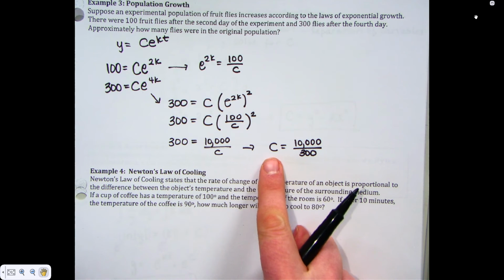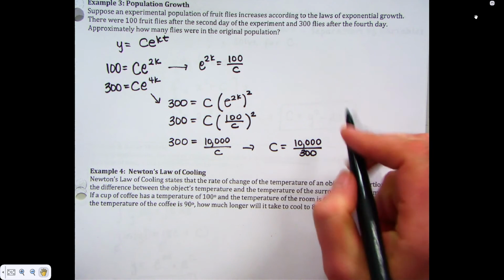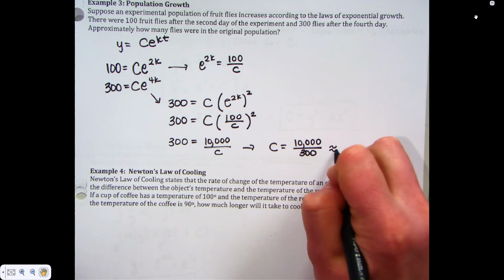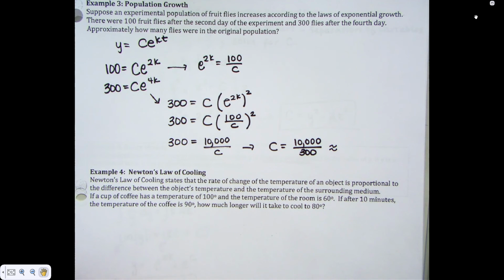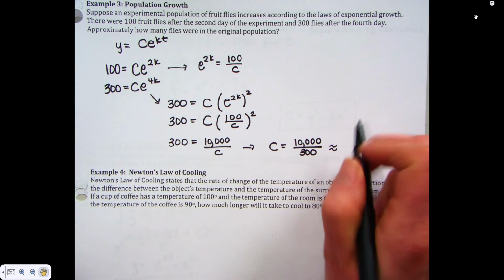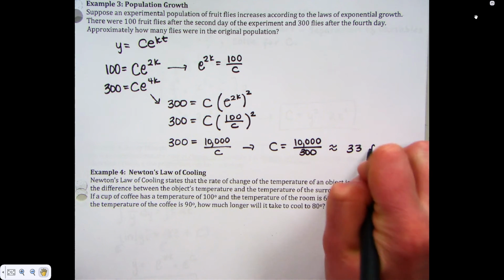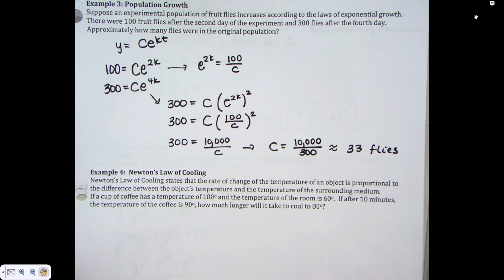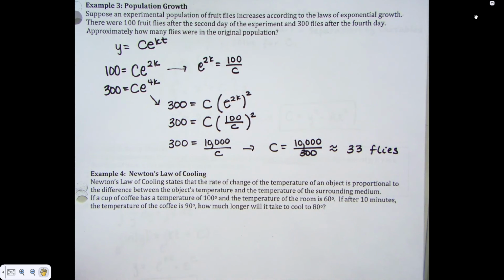I'm solving for that initial value, so the nice thing here is I've gotten directly to my solution. Now, they would probably add something in here: round to the nearest whole number because population is a little bit tricky. So let's add that in. This comes out to be about 33 flies. And I did not put that in the original statement, so if you told me 33.333 flies, that's fine too. But we'll say 33 flies for the original population.